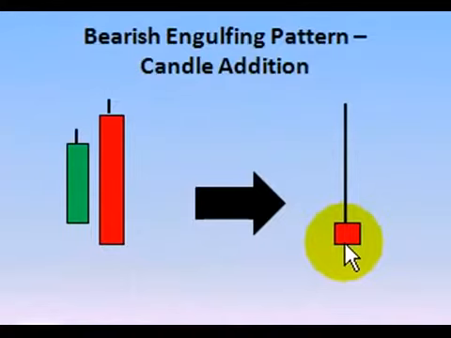What does this single candle represent? Remember, it occurs at the top of an uptrend. So this pattern at the top of an uptrend. That's right, a bearish engulfing pattern here, through the process of candle addition, becomes a red shooting star. Once again, a bearish reversal pattern.